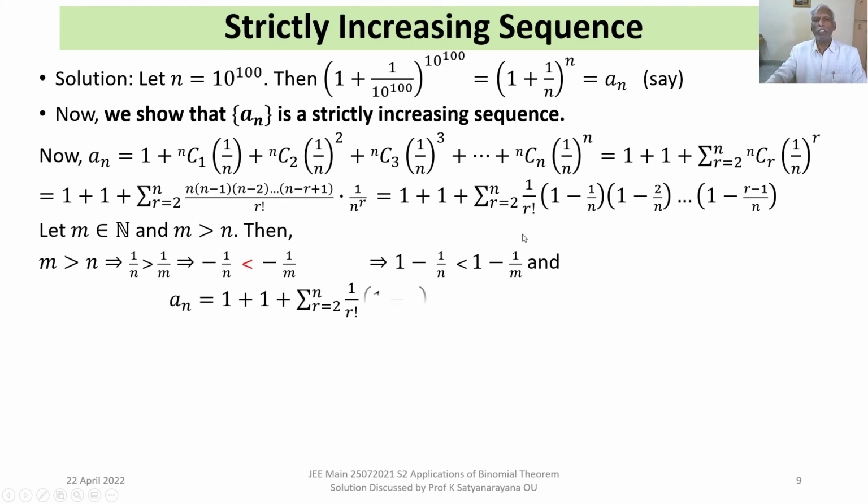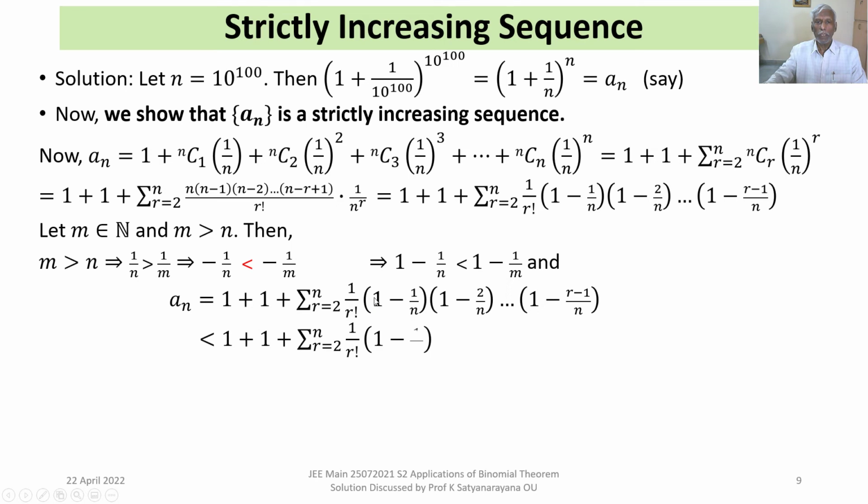Now let's estimate a_n, which is 1 plus this sum, where this term 1 minus 1 by n is less than 1 minus 1 by m, 1 minus 2 by n is less than 1 minus 2 by m, and 1 minus (r minus 1) by n is less than 1 minus (r minus 1) by m. Each term is less than, therefore the product will be strictly less than this. Now r is equal to 2 to n.